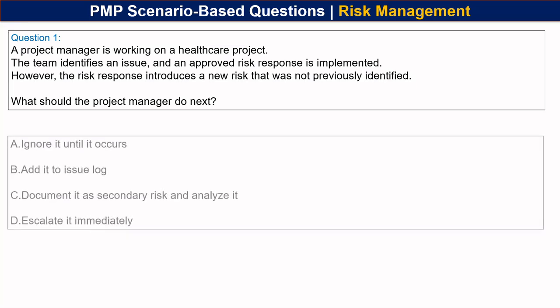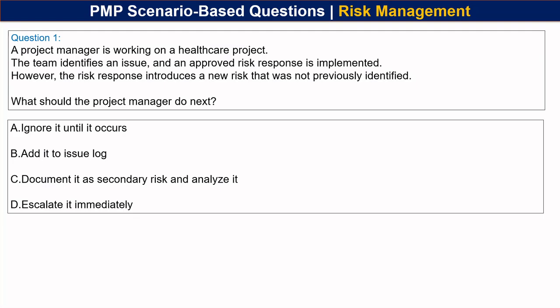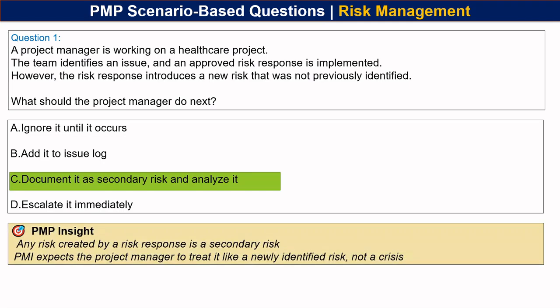The options are: ignore it until it occurs, add it to the issue log, document it as a secondary risk and analyze it. Last option, escalate it immediately. Pause the video and guess the best answer. And the best option is option C, document it as a secondary risk and analyze it. Any risk created by a risk response is a secondary risk. PMI expects the project manager to treat it like a newly identified risk and not a crisis.